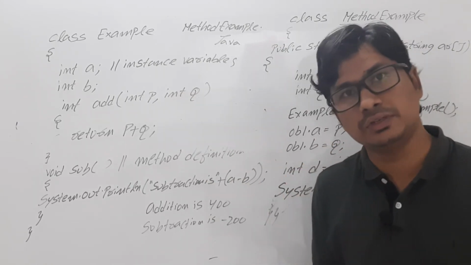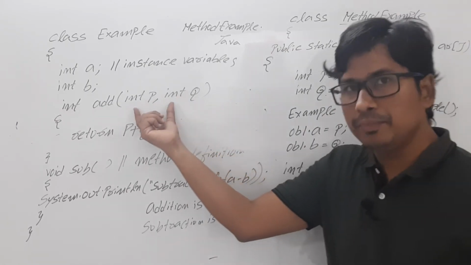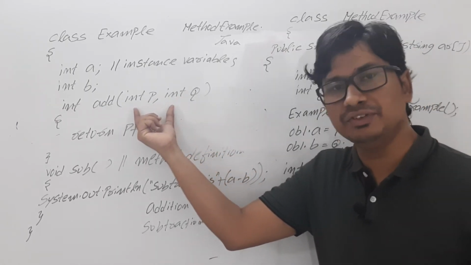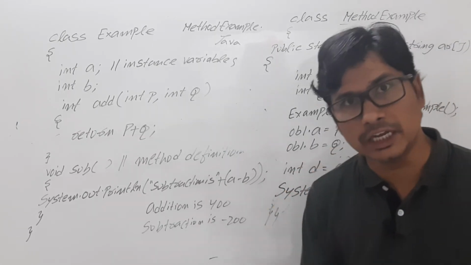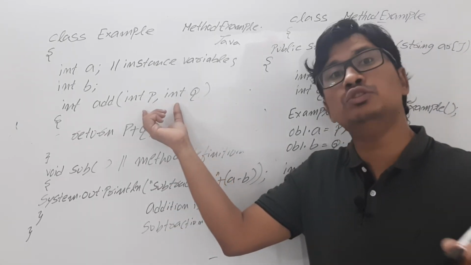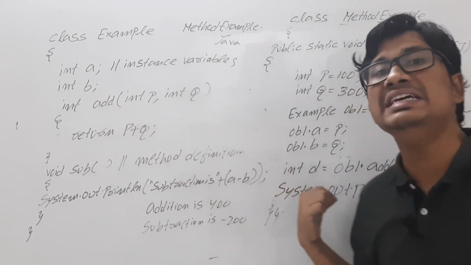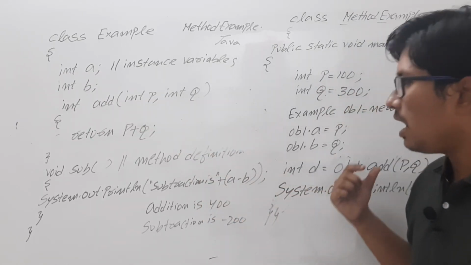Is it clear? See, the number of parameters in the method definition and the number of parameters in the method call should be the same, and the data types also should be the same. Meaning, they should have the same signature. Otherwise you will get an error.